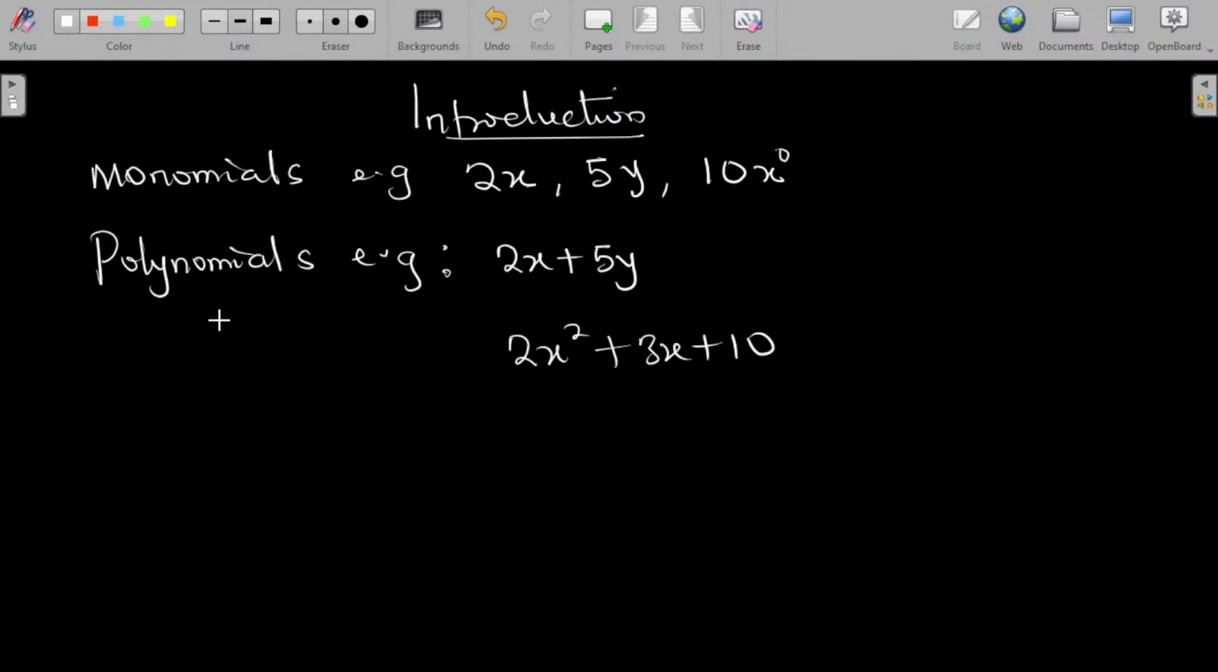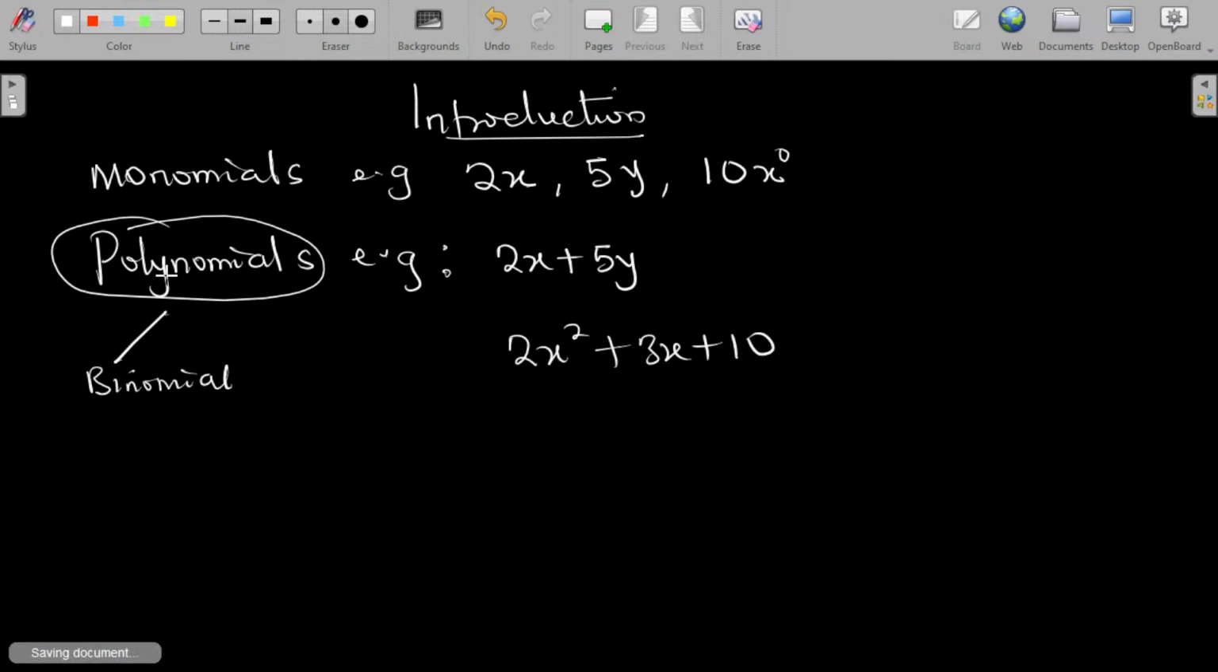Then under this polynomial, we now have different types. You have binomial. Bi, that's 2. So when an algebraic expression contains only 2 terms, you call it a binomial. We are still going to do binomial expansion as a topic in Maths 101. And then you have trinomials, quadrinomials, and the rest of that. But all of them are classified as polynomials. Okay?